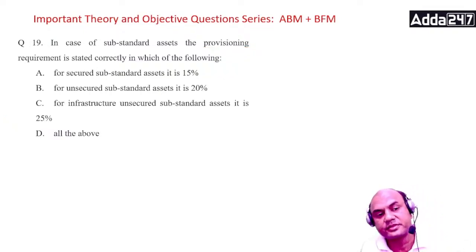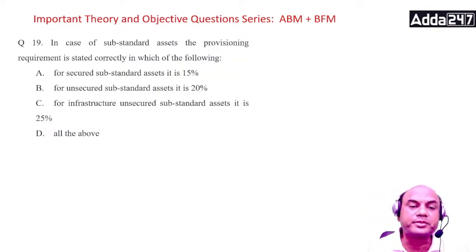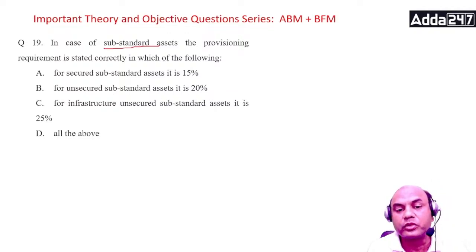Once in 3 years. In case of substandard assets, the provisioning requirement is stated correctly in which of the following? Now we are talking of substandard. What was the rule? Now you write in the comment section. For secured substandard assets, it is 15%. For unsecured substandard assets, it is 20%. For infrastructure unsecured substandard assets, it is 25%. And all of the above.